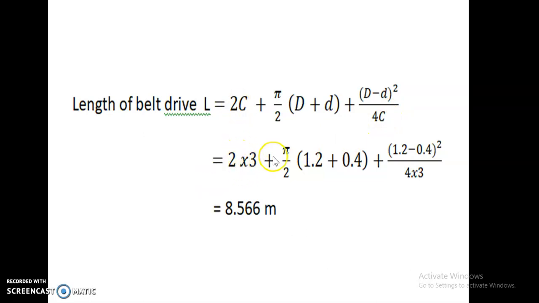C equal to 3, pi by 2 into (D 1.2 plus small d 0.4), plus (D 1.2 minus small d 0.4) the whole square divided by 4 into 3. This is equal to 8.566 meter. So this is the first step. Length of open belt drive has been calculated.